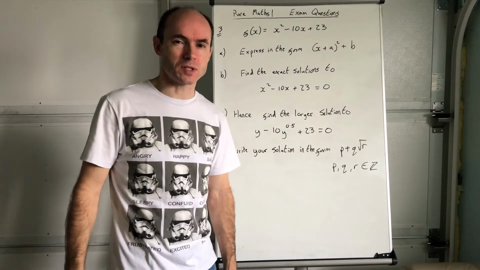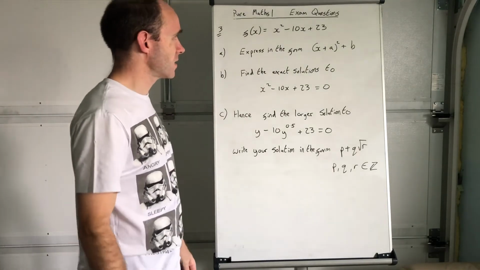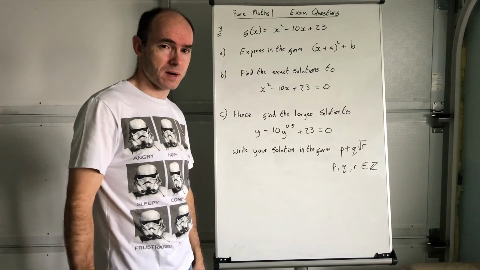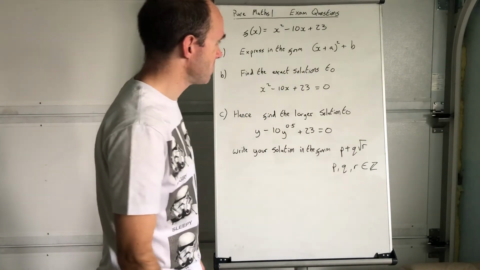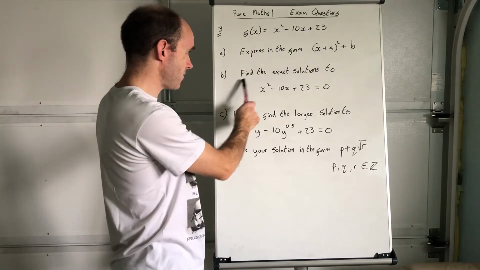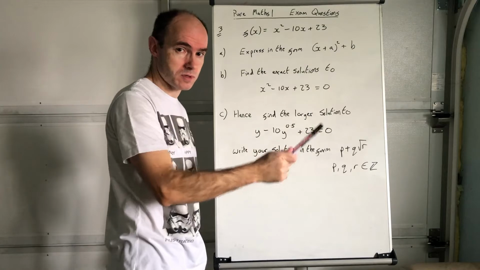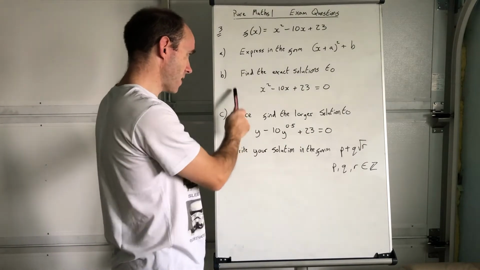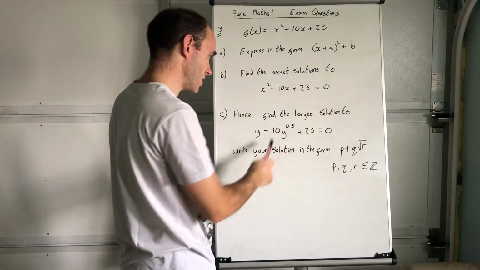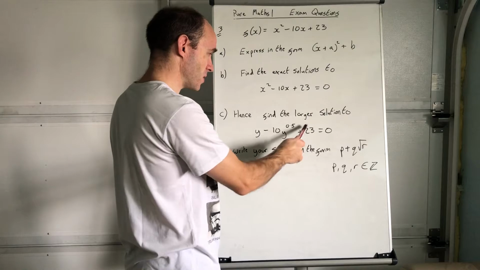Okay, this is question 3. So f of x is x squared subtract 10x plus 23. Part A: express it in the form x plus a, all squared, plus b. Part B: find the exact solutions to this equation equals 0, find the roots, in other words. And part C: hence, using your answer to part B, find the largest solution to this: y minus 10 y to the power 0.5 plus 23 equals 0.